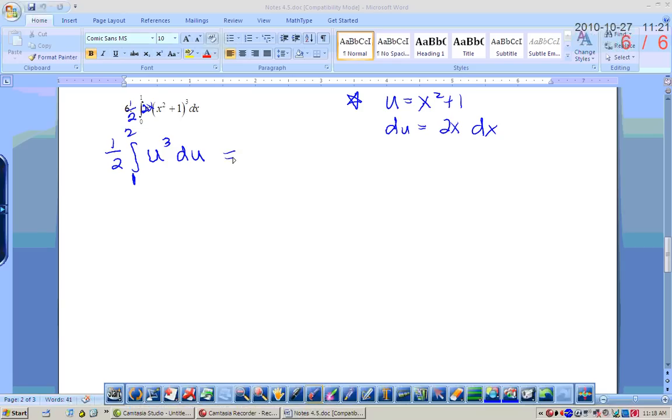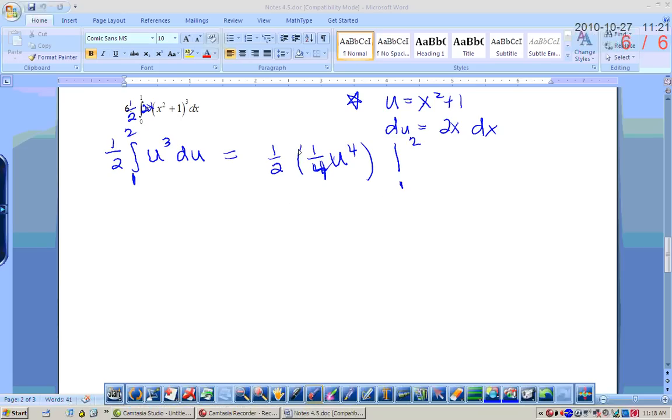So when we actually integrate, we get 1/2, and then the integral of u cubed is 1/4 u to the 4th. Do I need the plus c? No, I do not need the plus c. And then I draw my little vertical line and say I'm going to integrate that from 1 to 2.